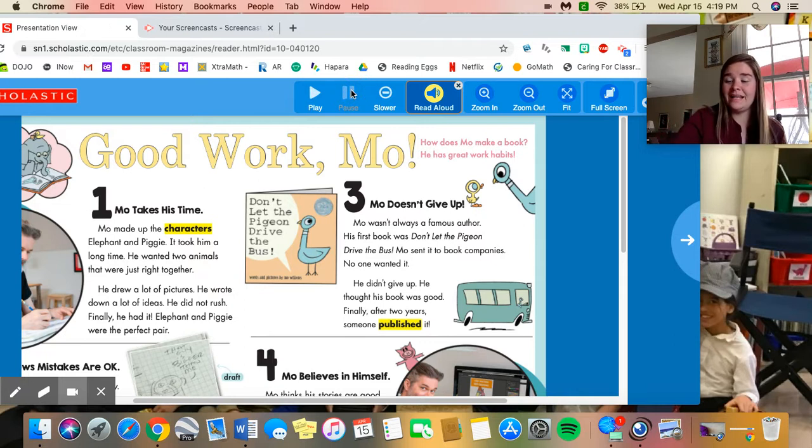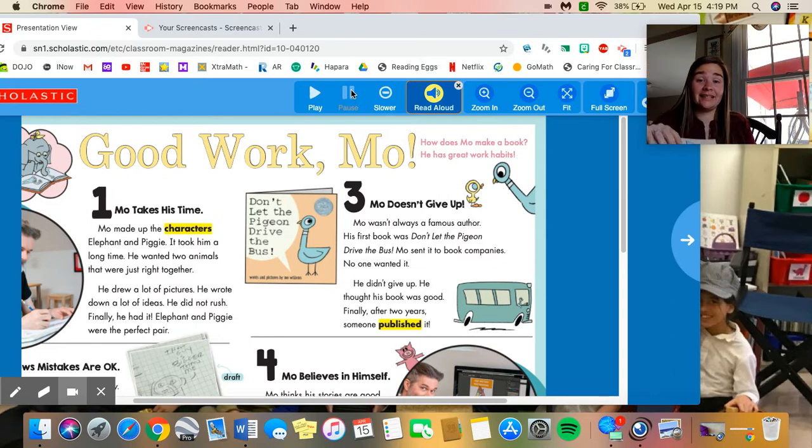What did that tell us? It told us that Mo Willems did not give up. His very first book that he wrote, this book, no one wanted to make this book into a book. He had all these papers and all these notes and all of these ideas ready to give them. But no one wanted it. No one wanted to make it into a real book and sell it.